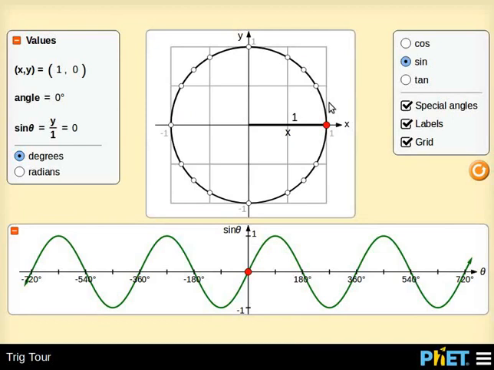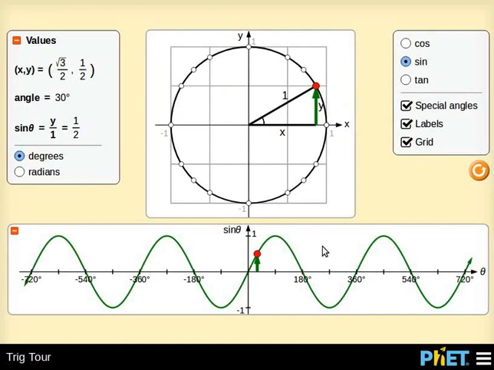In the unit circle, drag the red point counterclockwise to the next special angle 30 degrees. In the values box, note that x, y is square root of 3 divided by 2, half. Remember how you can calculate these.